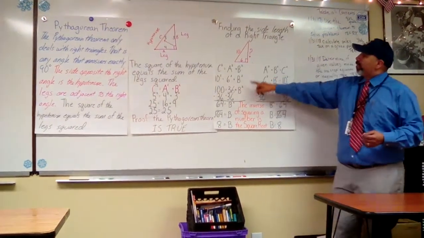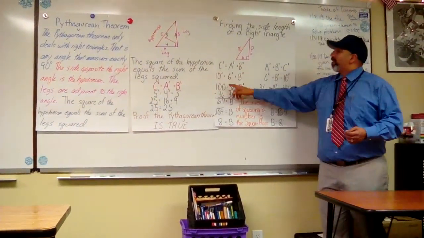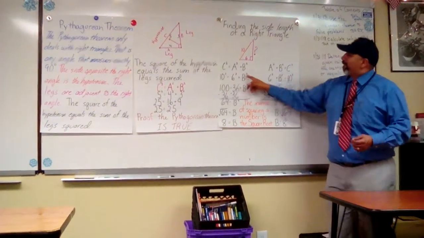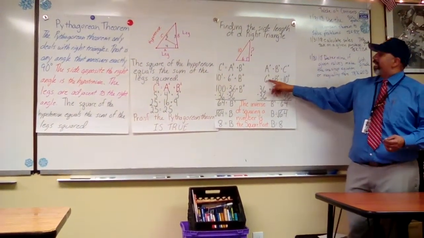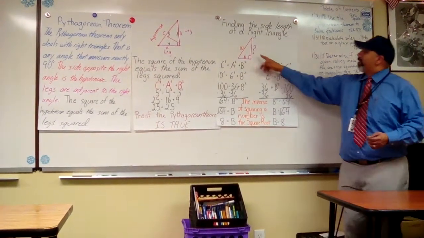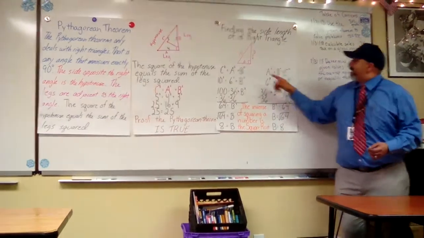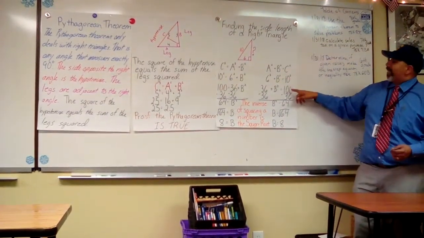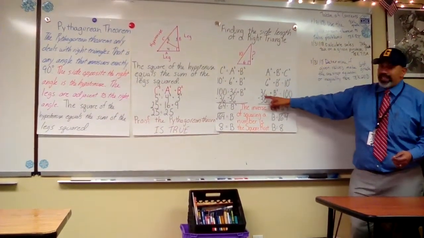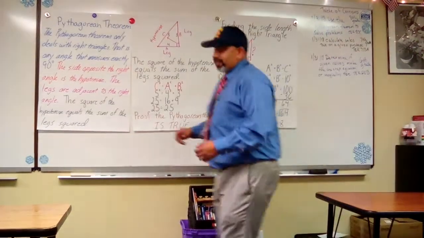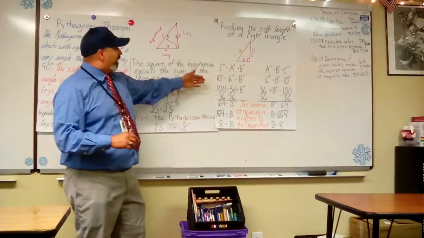So we plug in 10 squared. We plug in for our 6. We get 6 squared plus b squared. Over here, we plug in for our a, which is 6. We don't know what our b is, that leg. And we plug in for our c, and that c is 10. So we get 6 squared is 36. 10 squared is 100.